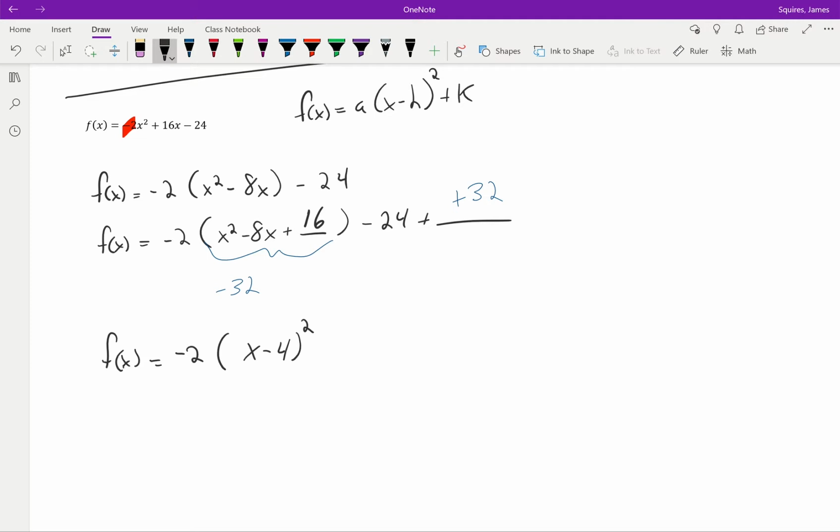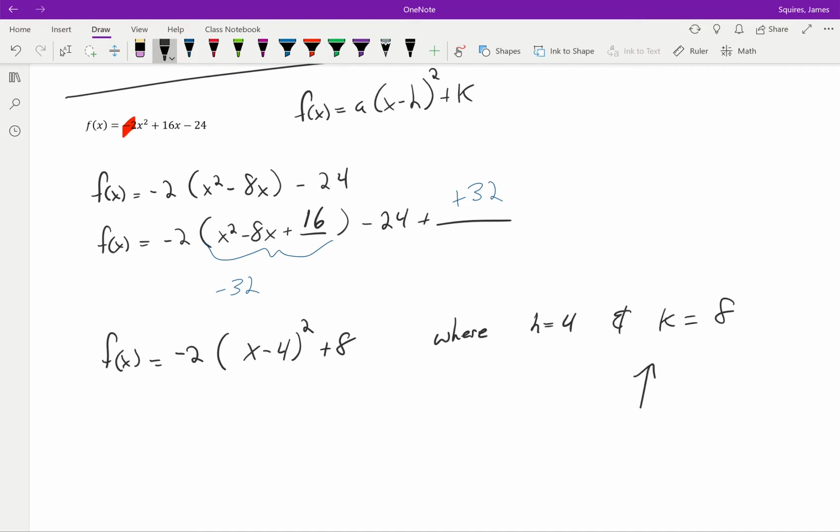And then what's negative 24 plus 32? Well, we just got plus 8. And now we have rewritten f of x in vertex form, where h equals positive 4 and k equals positive 8.